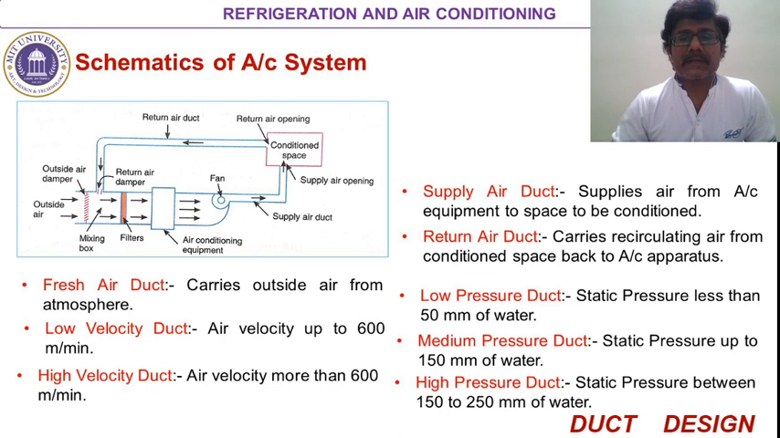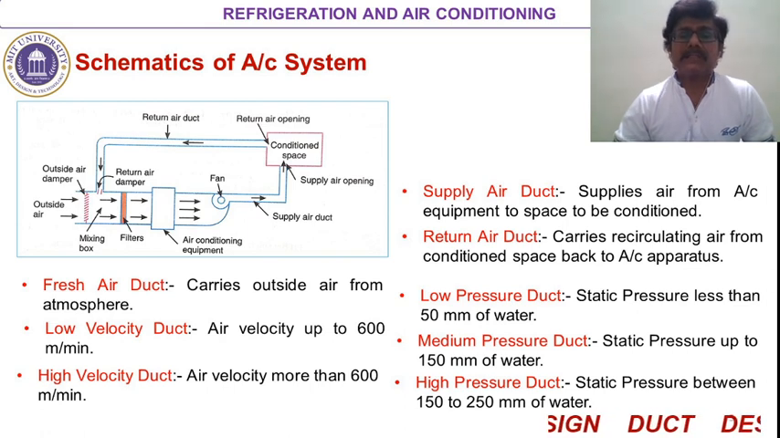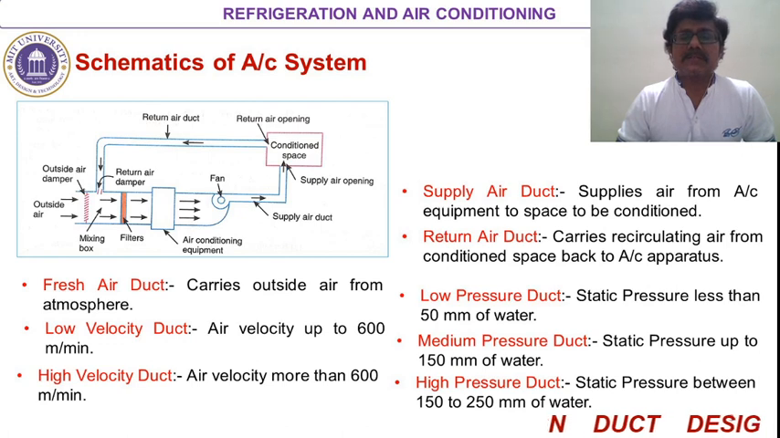The filters are placed to remove any impurities, dust, dirt, or such undesirable components, which need to be filtered before the air can be conditioned or treated according to the requirements. And then you have the air conditioning equipment, the air handling unit, and the fan, and the conditioned air with the help of the fan is discharged through the ducts to the conditioned space. So that is the arrangement for this typical air conditioning system.